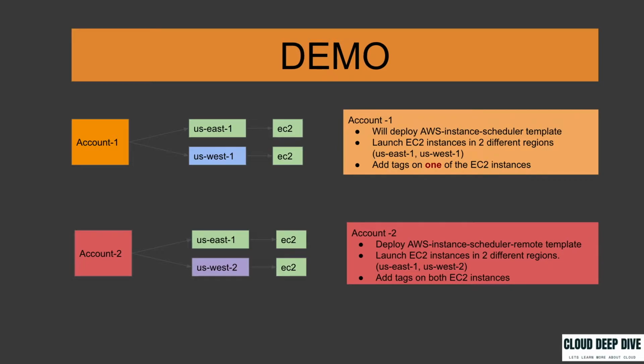For that, what we need to do is deploy our AWS Instance Scheduler template in account 1, and in account 2, we'll deploy the template to create the IAM role. We will be using three different regions for this demo: US East 1, US West 1, and US West 2. We'll deploy an EC2 instance in each region: 2 EC2 instances in account 1 and 2 EC2 instances in account 2, in the respective regions I mentioned in the slide. So let's go and log into the console and see how it works.